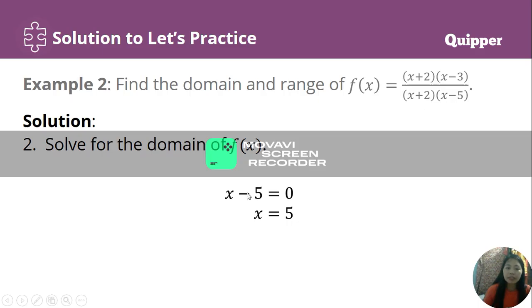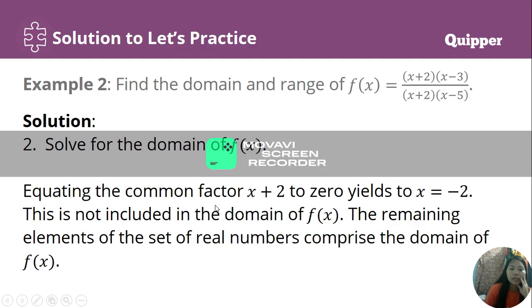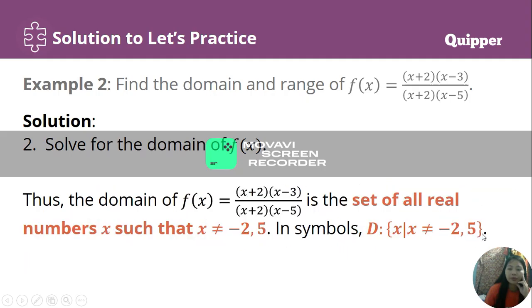But in finding the domain, we have to get the zeros here, or find the x. For example, x plus 2 equals 0, x minus 5 equals 0. So first, we have x minus 5 equals 0, that will be x equals 5. Then we also have x plus 2 equals 0, that is x equals negative 2. So our domain, we will put them together. D equals the set of x such that x should not be equal to negative 2 and 5.